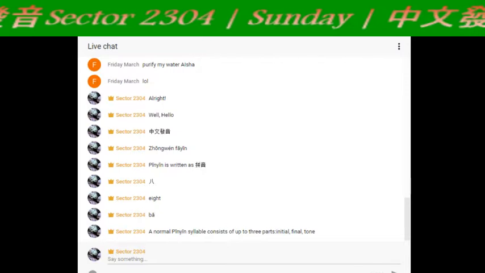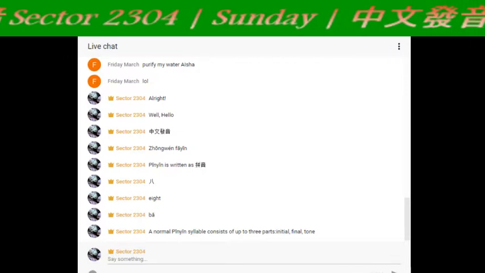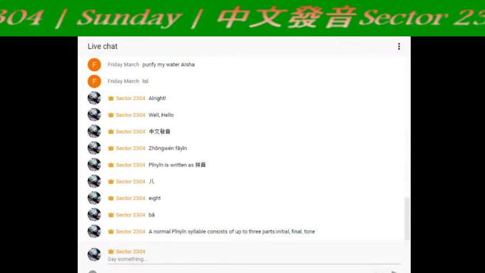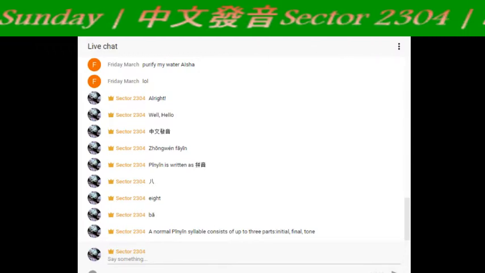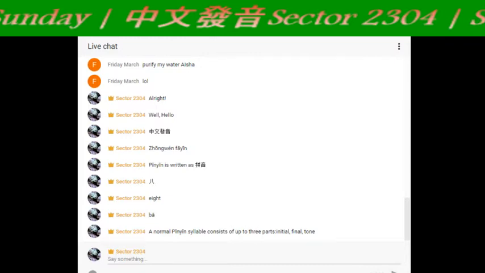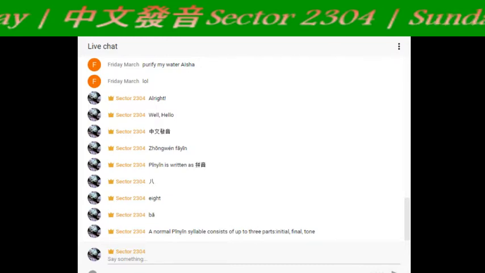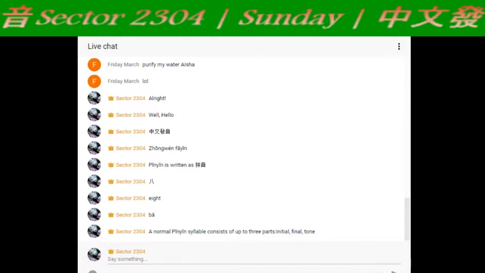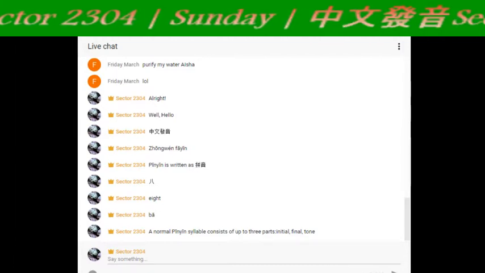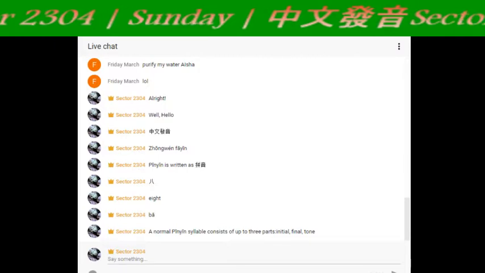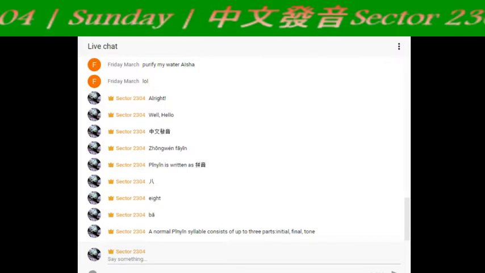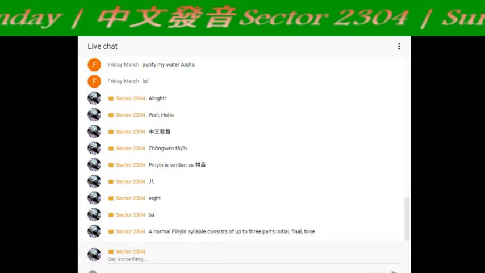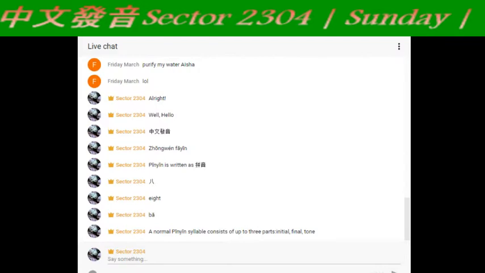Alright, so there are 5 tones in Chinese Pinyin, if you include the neutral tone. That means it doesn't have a mark over the vowel of the final. The finals are basically vowels. They're all rooted on a vowel.